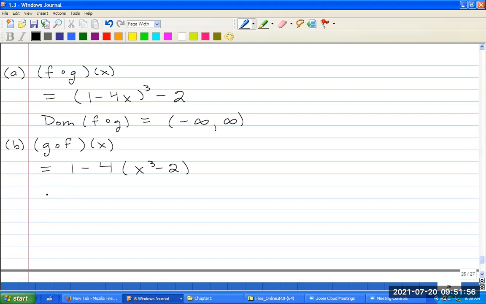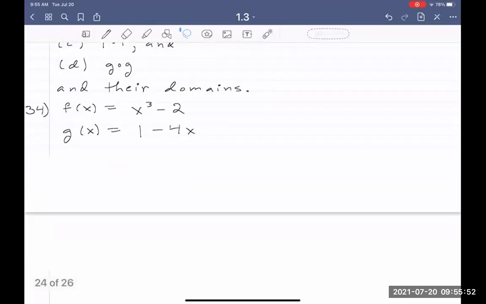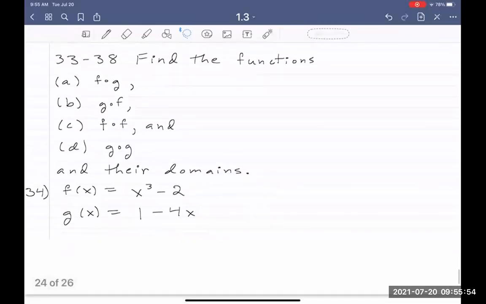Actually, it's easier to simplify this, but I'll leave it this way. The domain, but you notice that these are not going to be the same. This is actually a nice, easy quantity. This is not so easy. It's got a whole bunch of terms in it. So I guess I was ending here at part C.